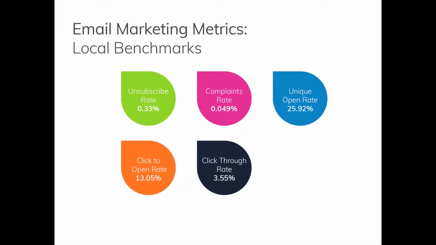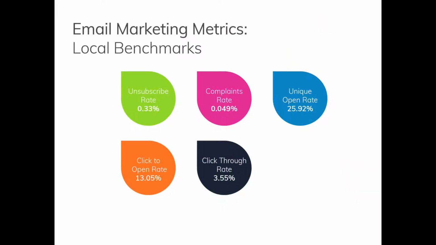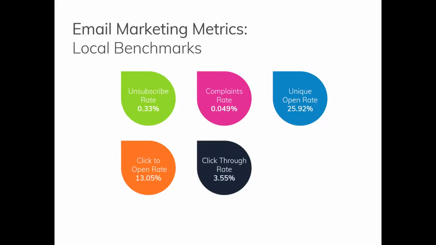Complaint rate is even less. It's 0.49%. So it's really a small amount of people, and there's a big complaint button at the bottom, but hardly anybody clicks it. So that must mean that we're sending the right thing to the right people. Unique open rate is 25.92%. That's very high, considering that's a quarter of people that have opened your mail and seen what you've got on offer.